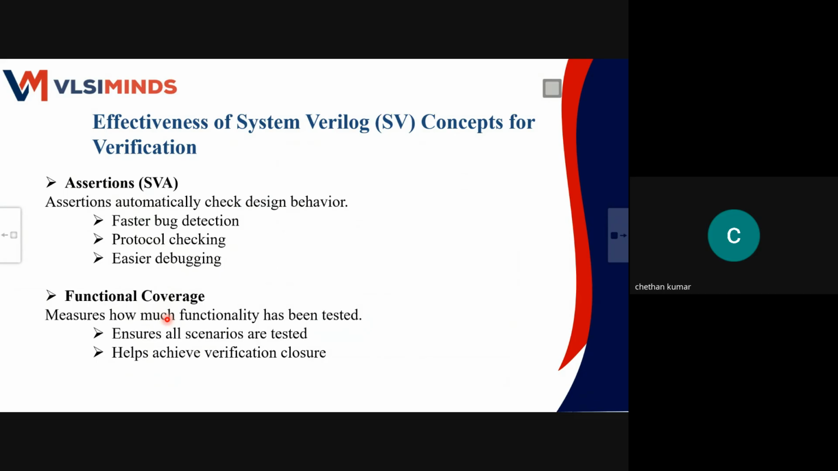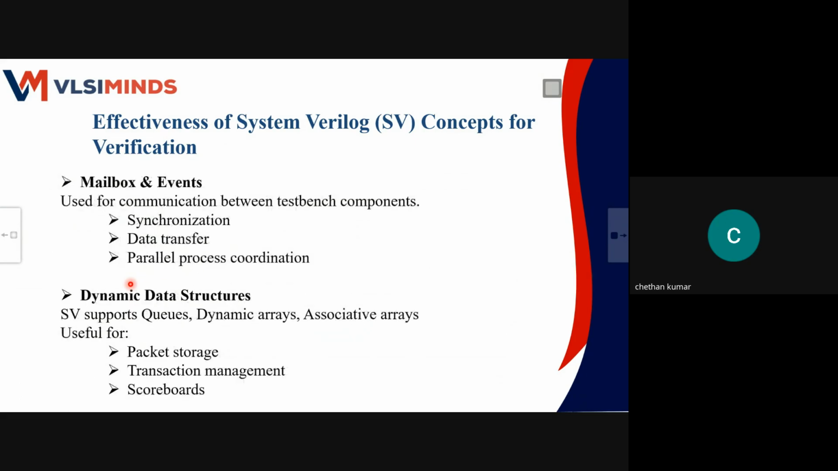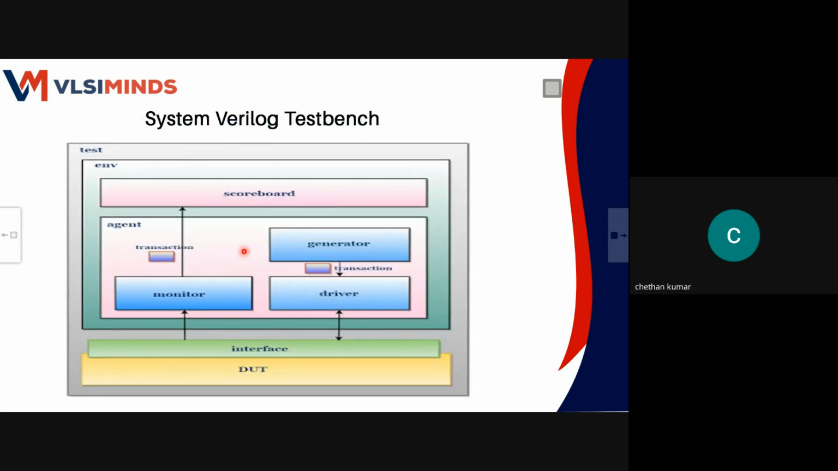So whether you have covered all the things or not, that you are going to get by using this functional coverage. And in SystemVerilog, this is how the test bench is going to look. We have some components like generator, driver, monitor, and scoreboard. These are subcomponents of the test bench. The main purpose of using a test bench is to verify whether the design is working properly.